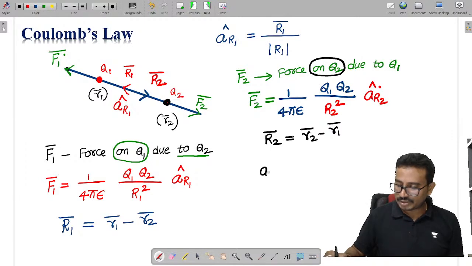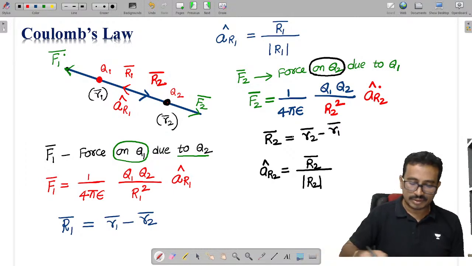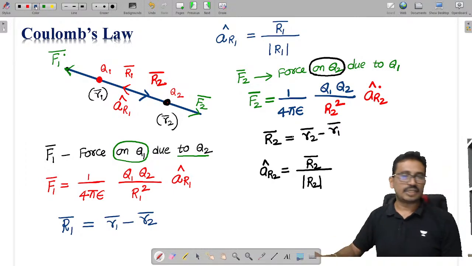Next, this AR2 cap unit vector is along the direction of the force F2, that is R2 bar by modulus of R2 bar. Done everybody?